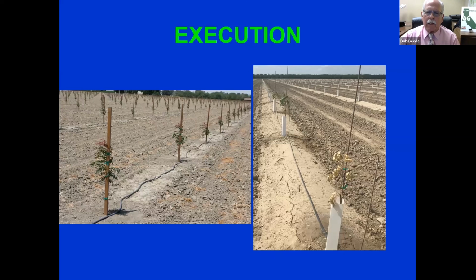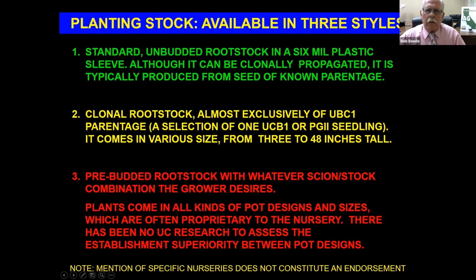And you're going to see that having the trees all in sync is a very important aspect of producing an orchard at minimal cost. So let's take a look at the planting stock. Elizabeth Fishner did a beautiful job of freshly reviewing the type of rootstock we have available, but it comes in different planting styles. We have our standard unbudded rootstock in a 6 mil plastic sleeve. This is kind of traditional.